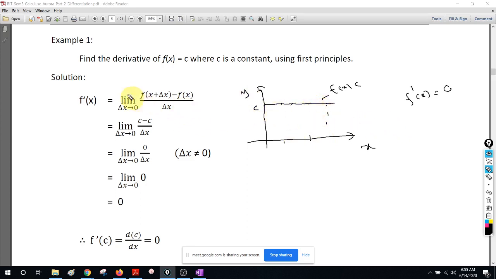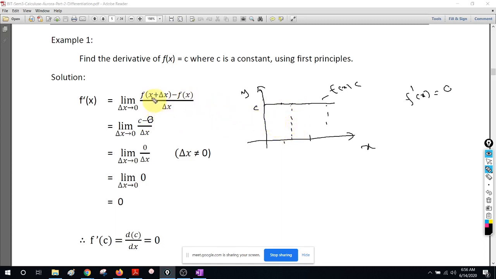So let's apply the definition. The f'(x) is the limit as delta x approaches 0 of f(x plus delta x) minus f(x), divided by delta x. That is the definition. Now let's apply it to f(x) equals c. When f(x) equals c, whatever the value of x, it is going to be c. Therefore f(x) is going to be c. That is understood.